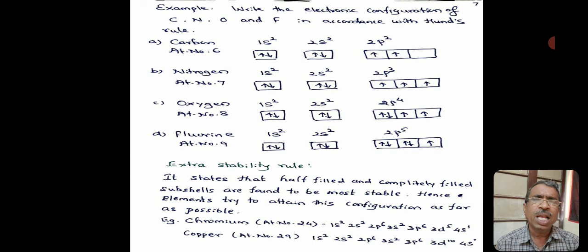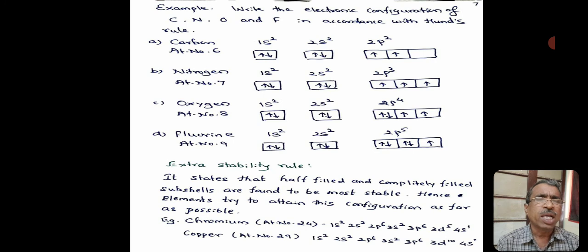Coming to the last rule, called the extra stability rule. It states that half-filled and completely filled subshells are found to be more stable. Hence, elements try to attain this configuration as far as possible. As an example, chromium, atomic number 24. Its outer electronic configuration should be 3d4 4s2.